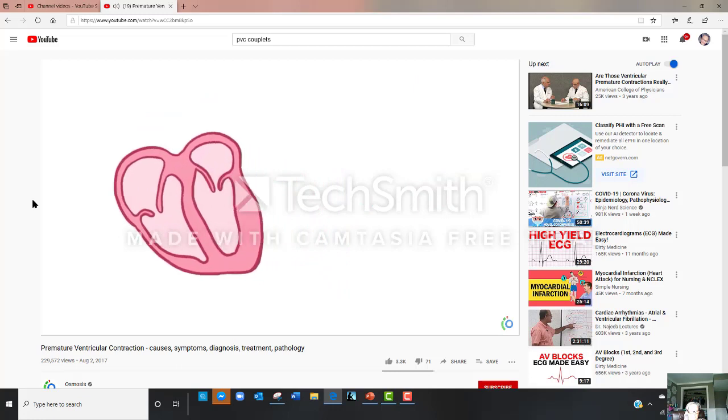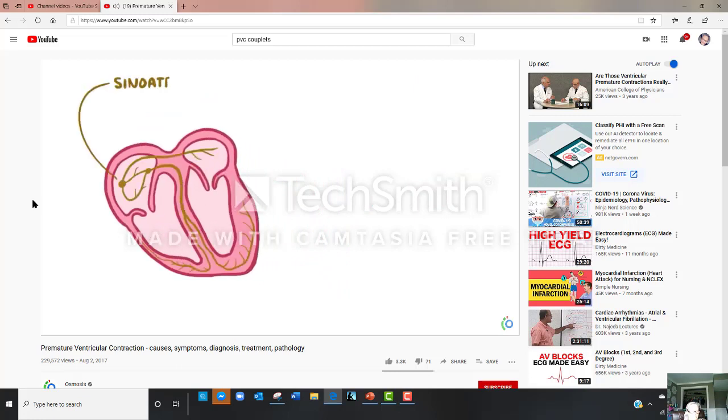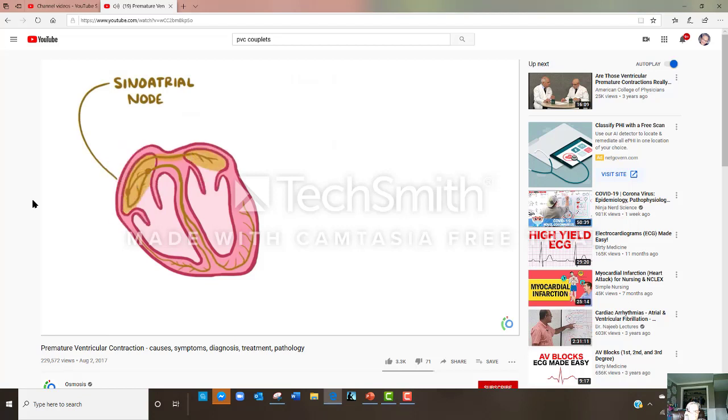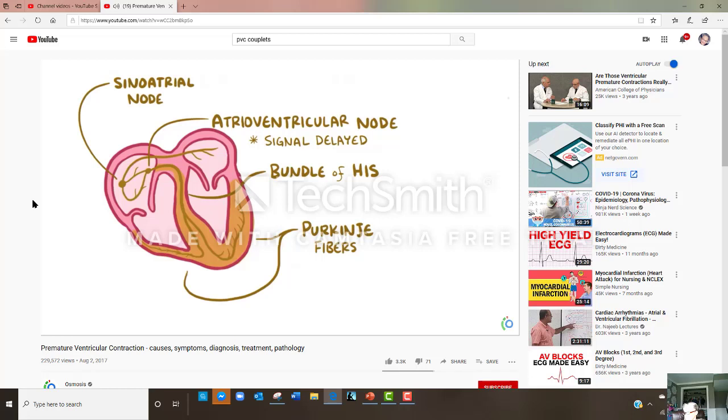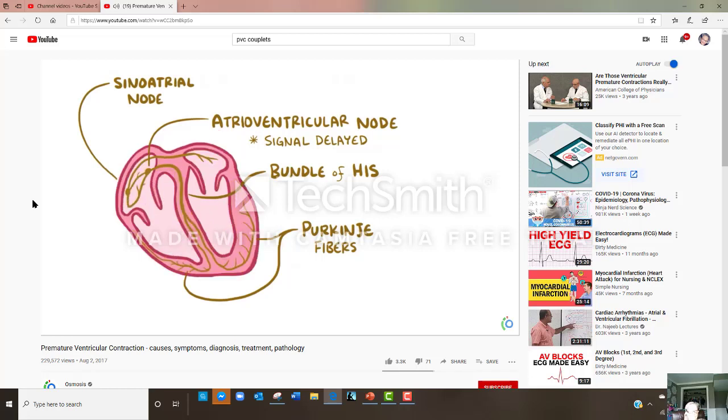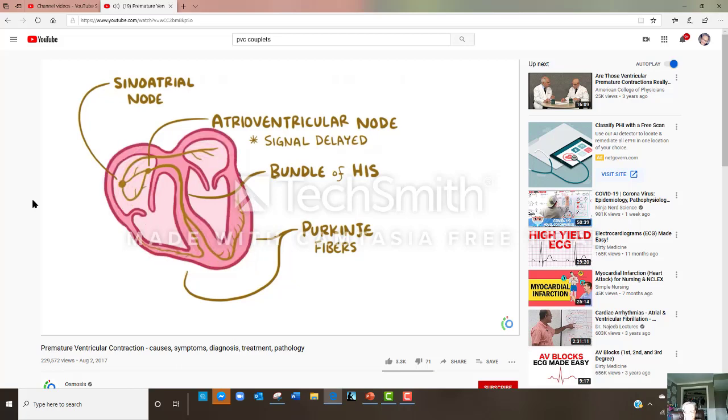So if we simplify this heart a little bit, normally the sinoatrial or SA node sends an electrical signal that propagates out through the walls of the heart and contracts both upper chambers. Then that signal moves to the atrioventricular or AV node, where the signal is delayed for a split second. And then it goes down into the ventricles or lower chambers, where it moves down the bundle of His into the left and right bundle branches, and into each ventricle's Purkinje fibers, causing them to contract as well. So in a healthy heart, the upper chambers contract first, then shortly after the lower chambers contract.